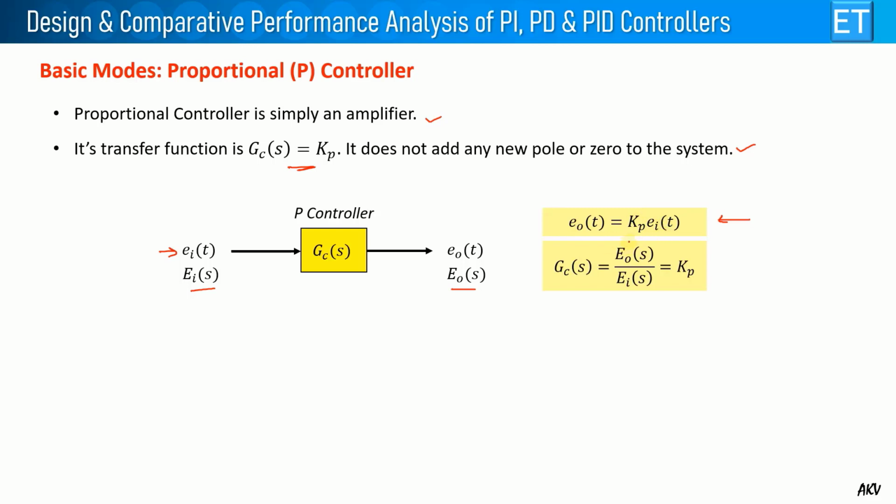So that means the input error is amplified by the factor KP, and this is the frequency domain equation where you can find the transfer function, GC(s), of the controller. So that is E0(s) upon Ei(s), which is simply the constant KP.